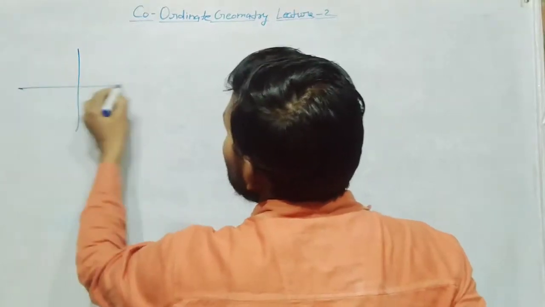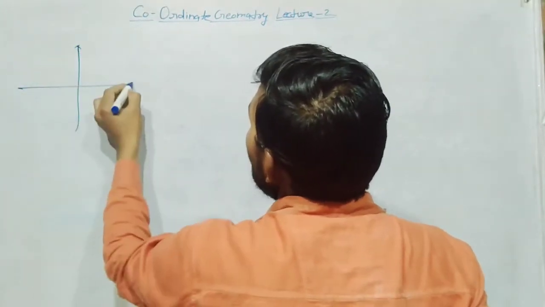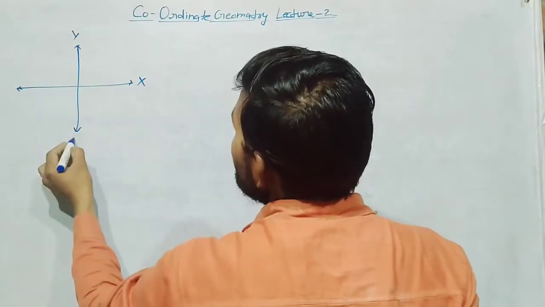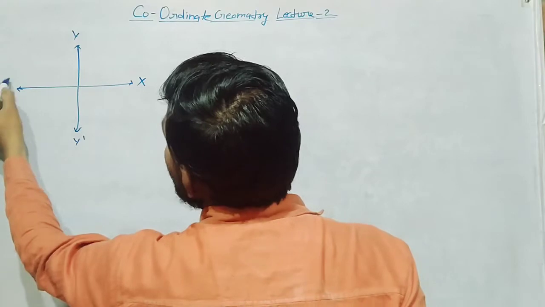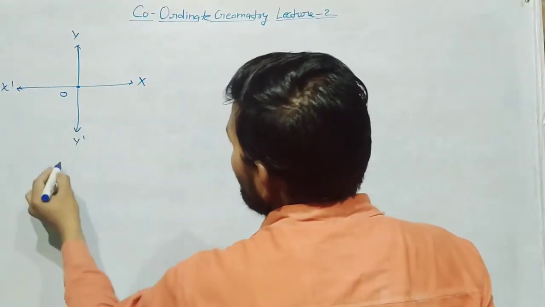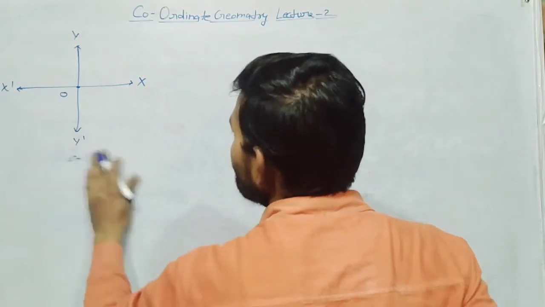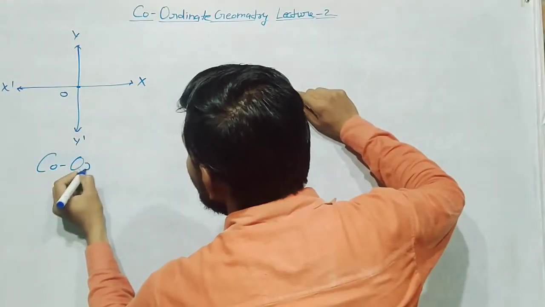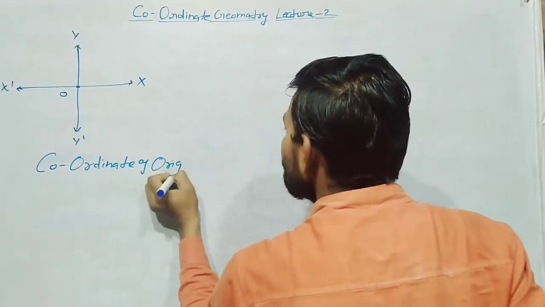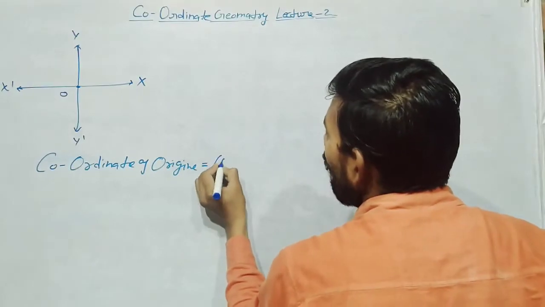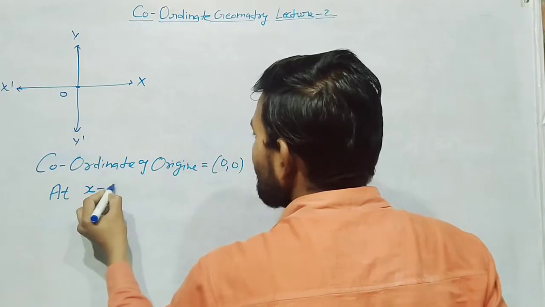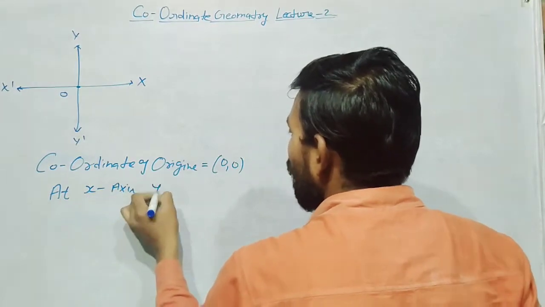This is a coordinate axis. We know that it is x-axis, it is y-axis, it is y-dash axis, and it is x-dash axis. And we also know that this is the origin, and the coordinate of origin is 0, 0.